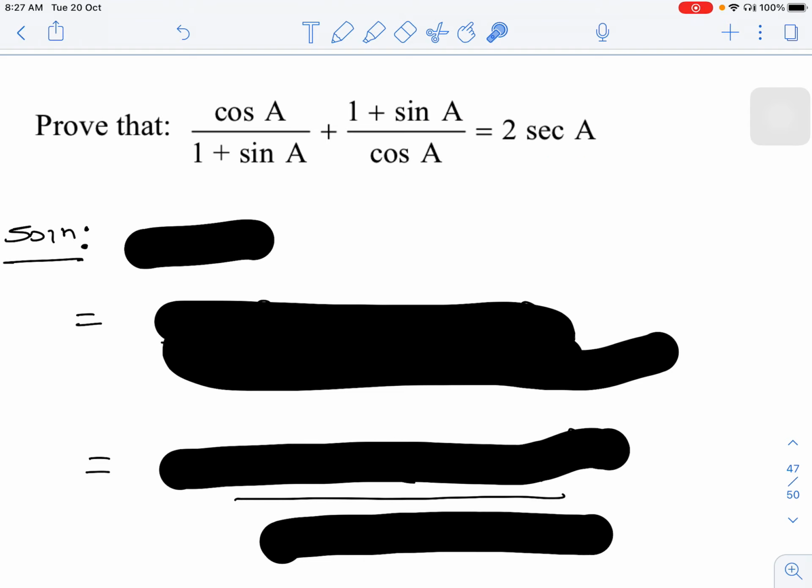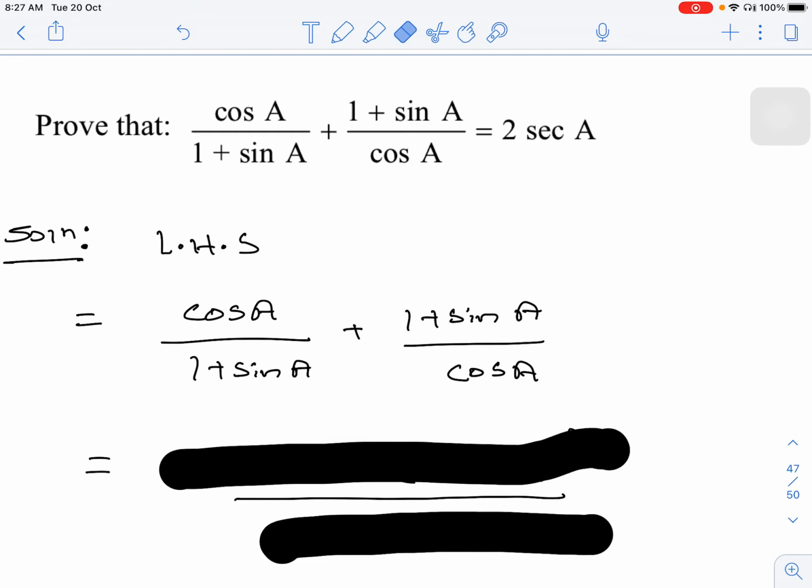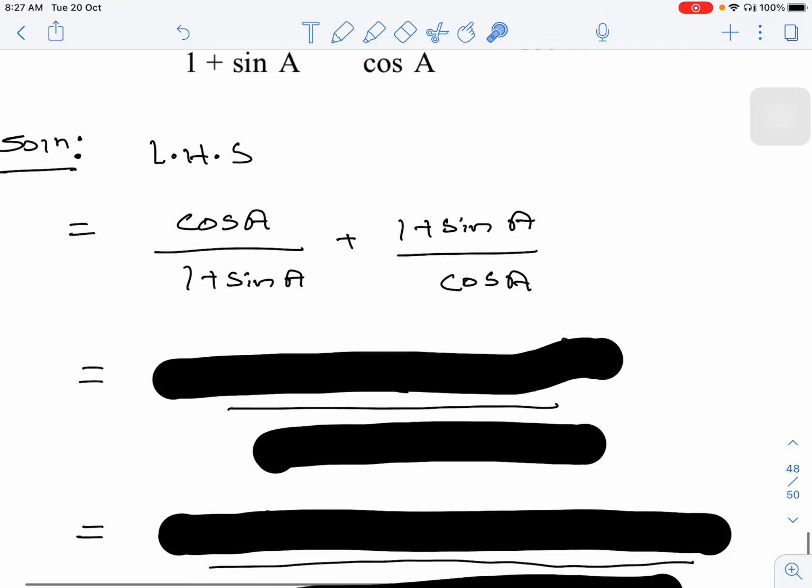Again, same condition. From this RHS we cannot reach up to this LHS, so we will consider LHS first. Okay, so here LHS equals to, now what is our LHS? As it is, we have copied over here. Now what can we do?